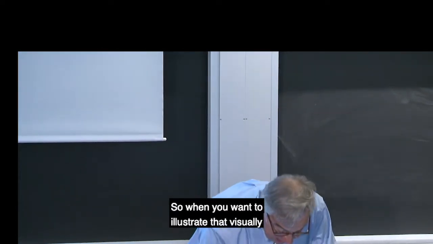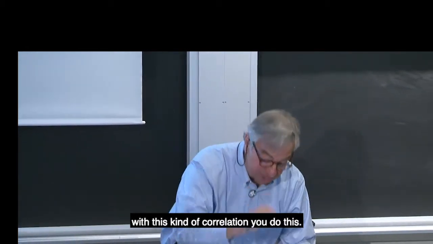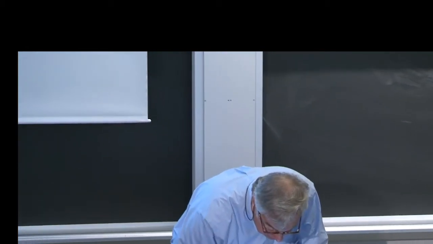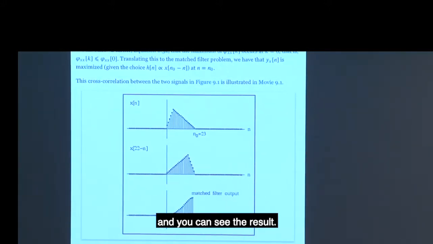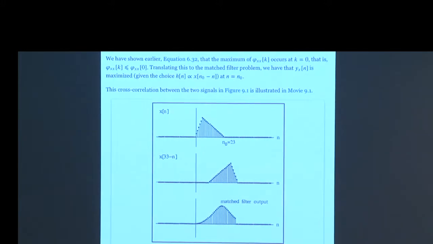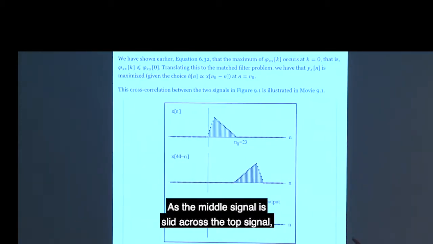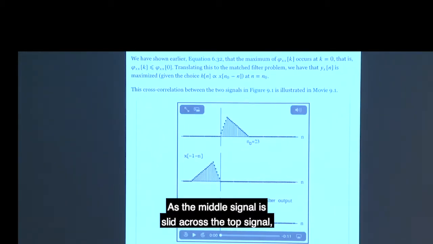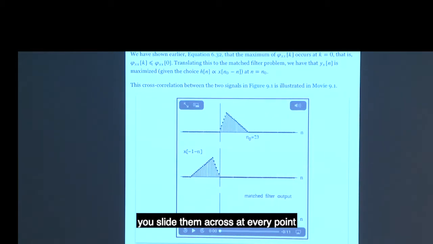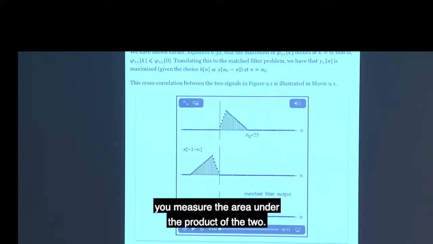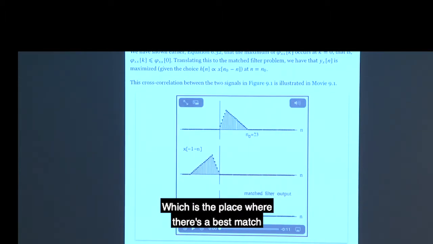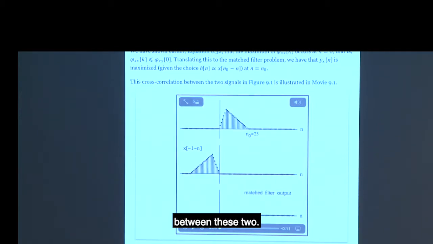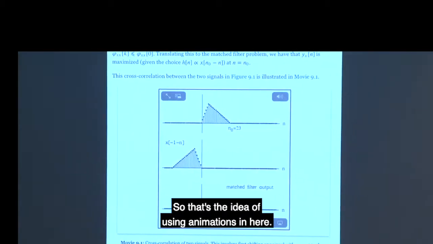So when you want to illustrate that visually with this kind of correlation, you do this. Very simple, but the calculation is being done, and you can see the result. As the middle signal is slid across the top signal, you slide them across, and at every point, you measure the area under the product of the two, and you can see where that works out to give you the maximum value, which is the place where there's a best match between these two. So that's the idea of using animations in here.